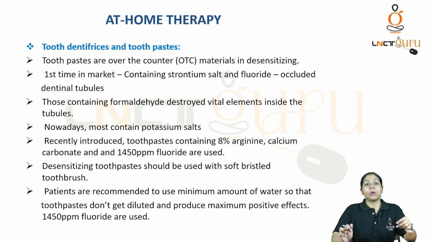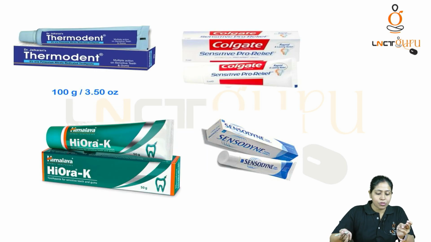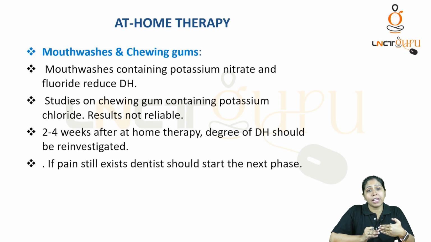Now, at home therapy, we can give dentifrices and toothpastes over the counter, which are present in the market. Sometimes they may contain arginine, calcium carbonate, and fluoride, and these are recommended to be used with a minimum amount of water so it is not diluted. Various brands are providing these, like Thermodent, Colgate Sensitive Pro Relief, Sensodyne, Hi Aura K. Then at home therapy includes mouthwashes and chewing gums also. We give home therapy to the patient for 2 to 4 weeks, and if it still persists, then the next phase is done, that is in office.